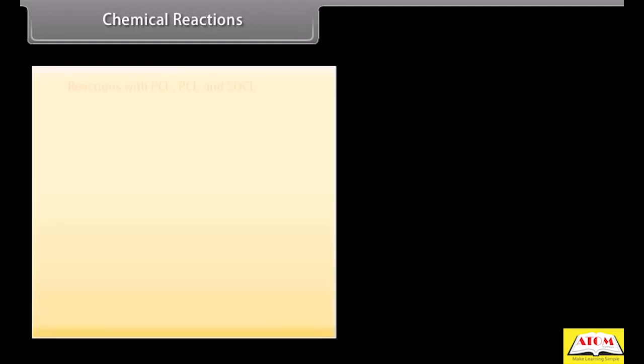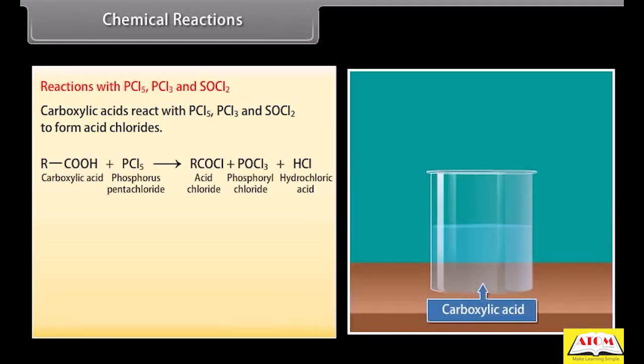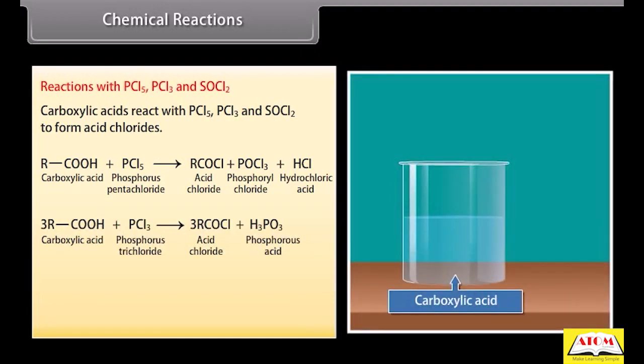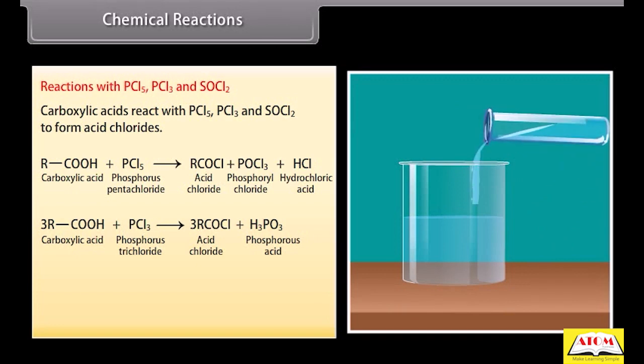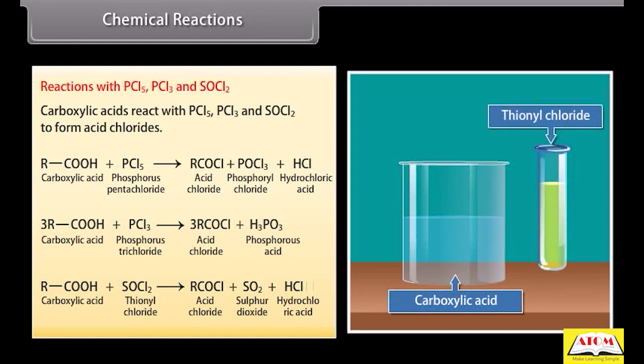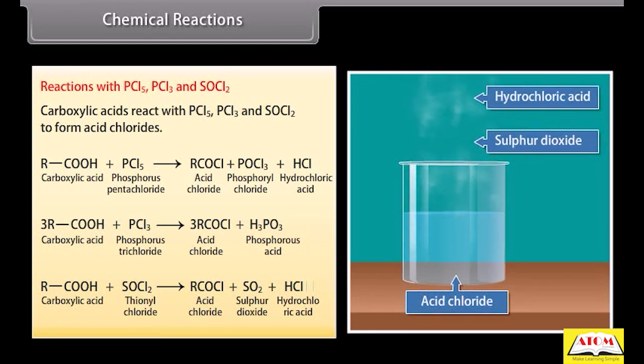Chemical reactions. Reactions with phosphorus pentachloride, phosphorus trichloride, and thionyl chloride. Carboxylic acids react with phosphorus pentachloride, phosphorus trichloride, and thionyl chloride to form acid chlorides. Carboxylic acid reacts with phosphorus pentachloride to form acid chloride, phosphoryl chloride, and hydrochloric acid. With phosphorus trichloride it forms acid chloride and phosphorous acid. With thionyl chloride it forms acid chloride, sulfur dioxide, and hydrochloric acid.